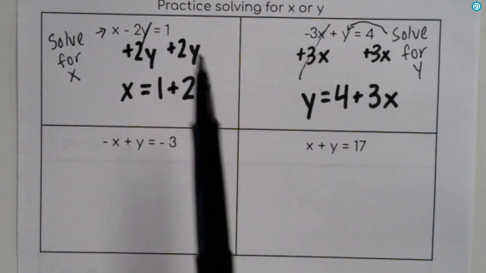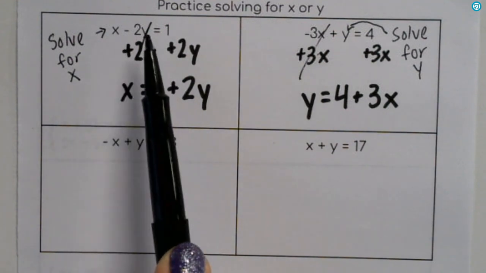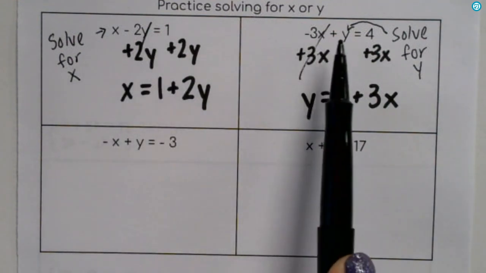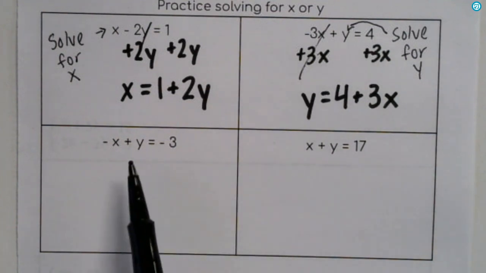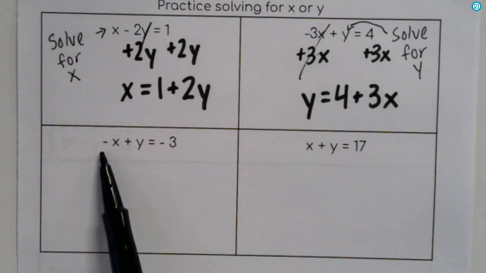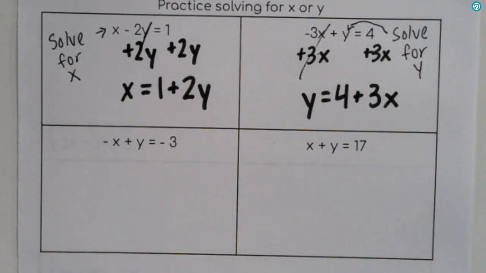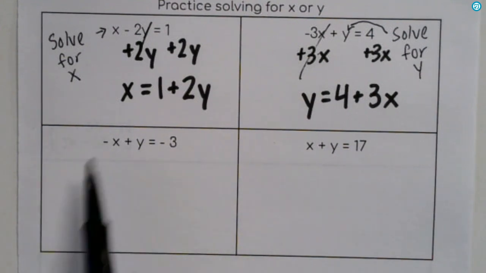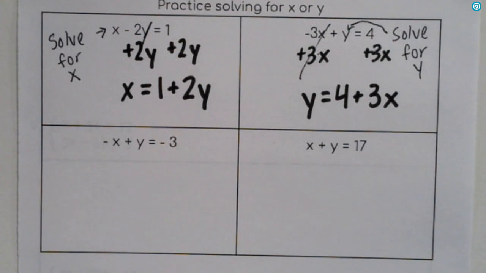For those ones, x is very clearly more by itself than y, and then y is very clearly more by itself than x. This one down here we put on because it's a little bit tricky. We've got -x plus y. There are no numbers on the left side there. Which one of those is closer to being by itself, though?